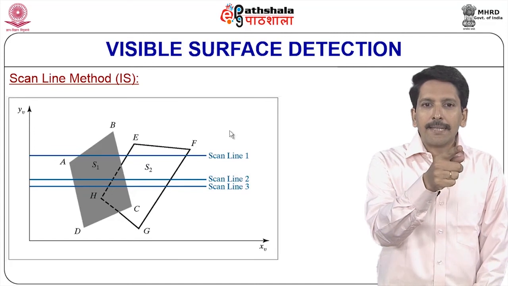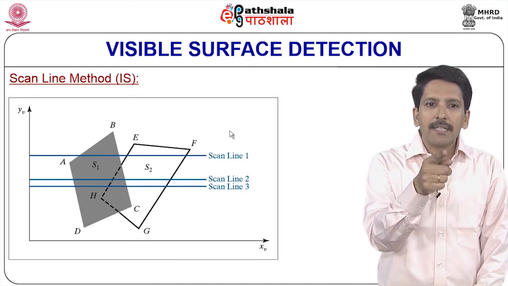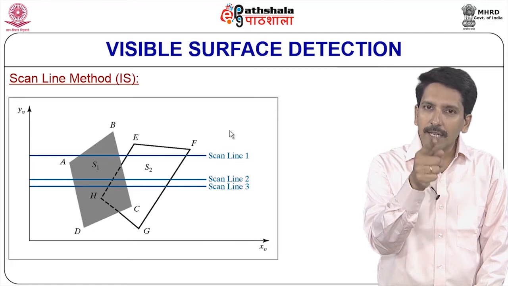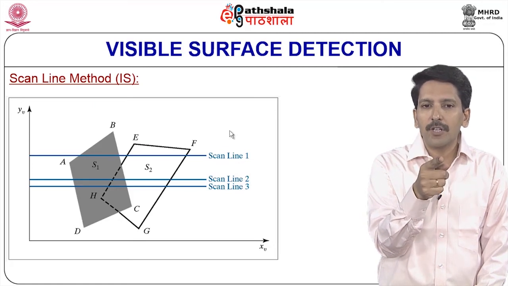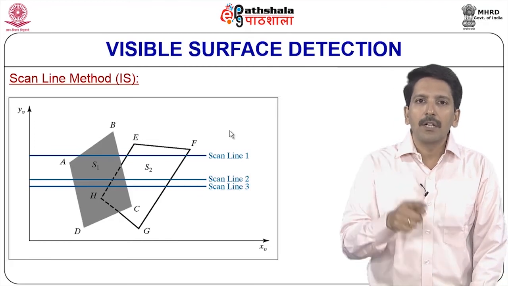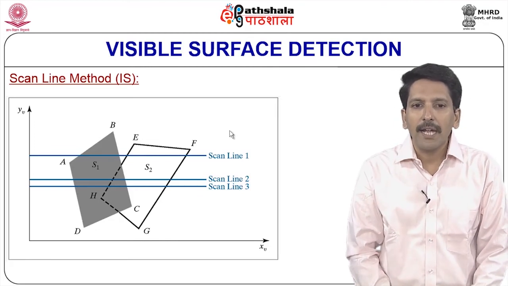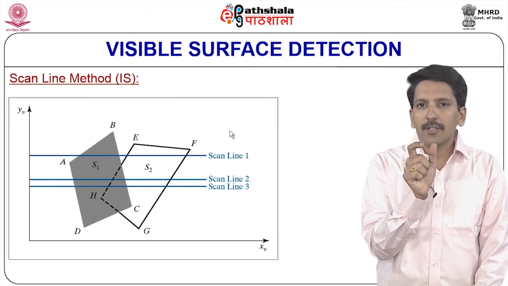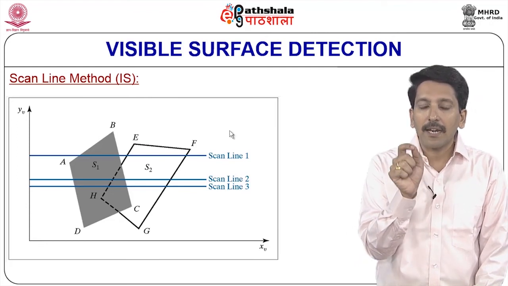As you can see, scan line 2 intersects AD, then the EH edge. The next intersection point for scan line 2 is on the BC edge, and the next is on the FG edge. The intersections are exactly the same for scan line 3 as well.